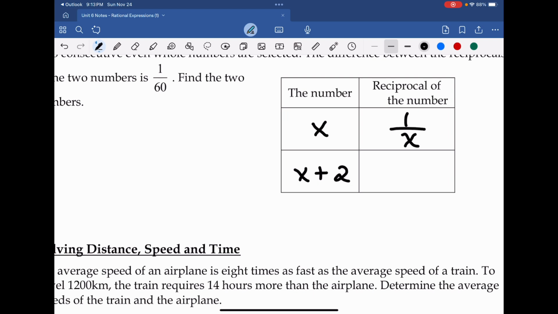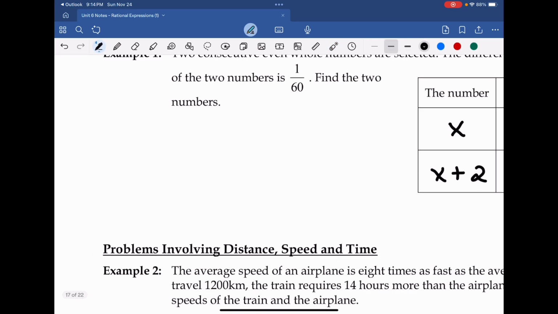Now, what are the reciprocals? The reciprocal of number x is 1 over x. The reciprocal of x plus 2, or that next even number, is 1 over x plus 2. Now what they said is a very specific operation around these. If I take the difference of these two numbers, aka I subtract the two, I'm going to get 1 over 60. So let's set up that equation. It is 1 over x minus 1 over x plus 2 is equal to 1 over 60.